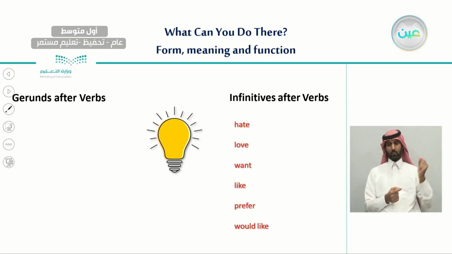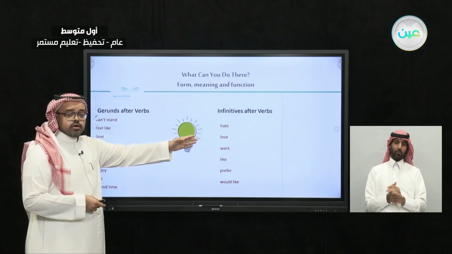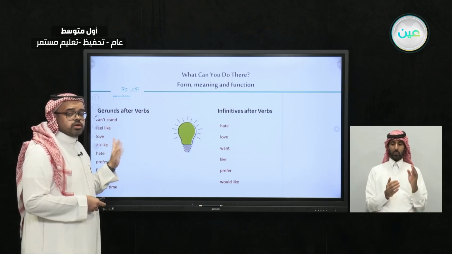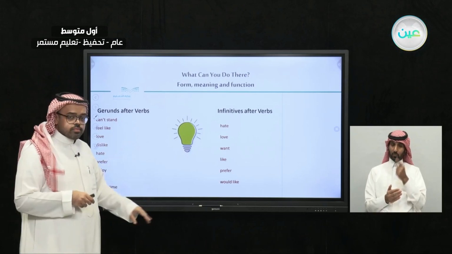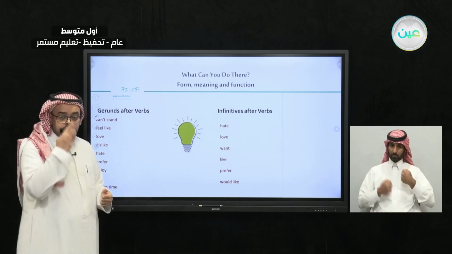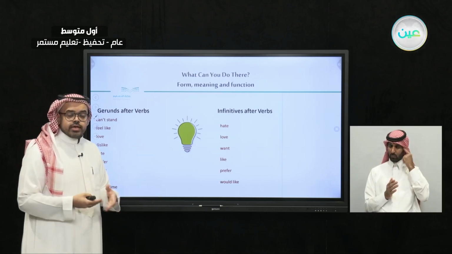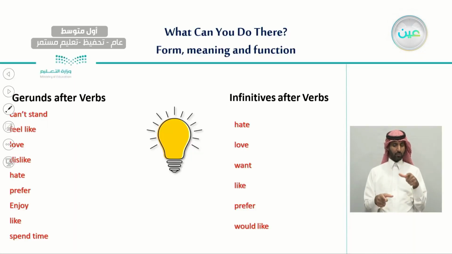I know that we have a lot of verbs here that come before infinitives and verbs that come before gerunds. I know there are a lot, but the only way we can master those verbs without memorizing is to practice, to use these verbs. For example, to talk about the things that you hate, that you love, or that you want. And with gerunds, the things that you can't stand, or you feel like, or you enjoy.